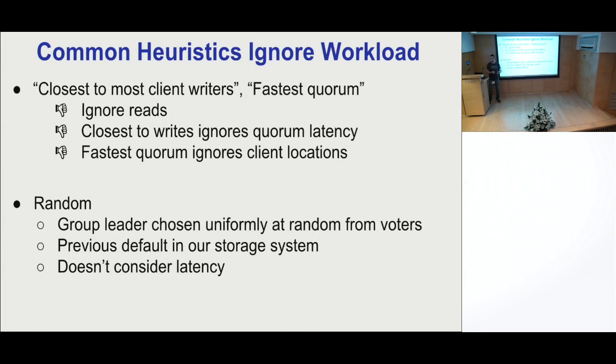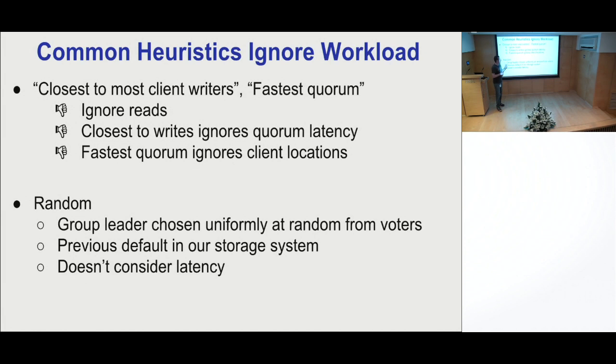So what are the common ways to do that? Usually people use heuristics such as place the leader close to the writers. For example, in Yahoo PNUTS or in Megastore, that's what they do. Also, there is a heuristic called fastest quorum, which is to pick the replica which can gather the quorum of responses the fastest to be the leader. The problem is that both of these ignore reads completely. And in our system, most of the databases were read heavy.